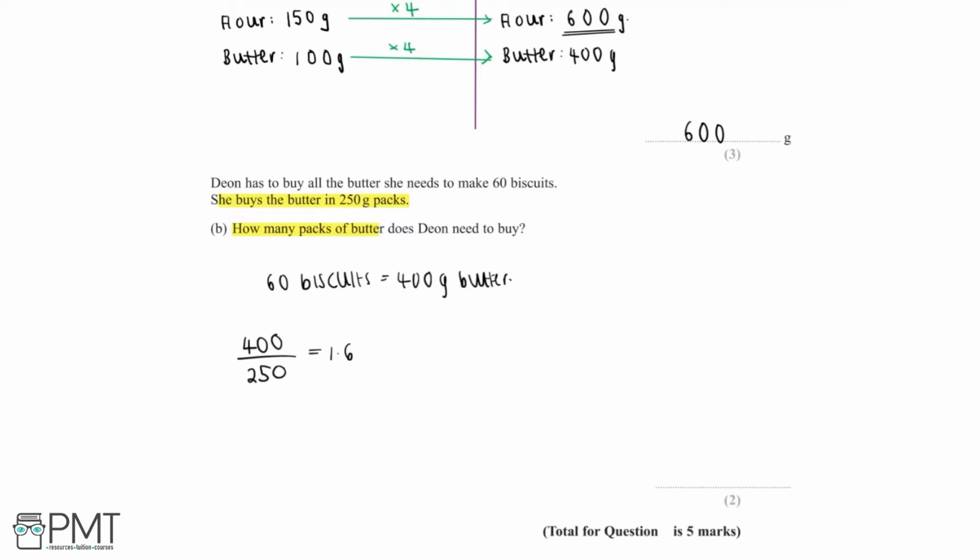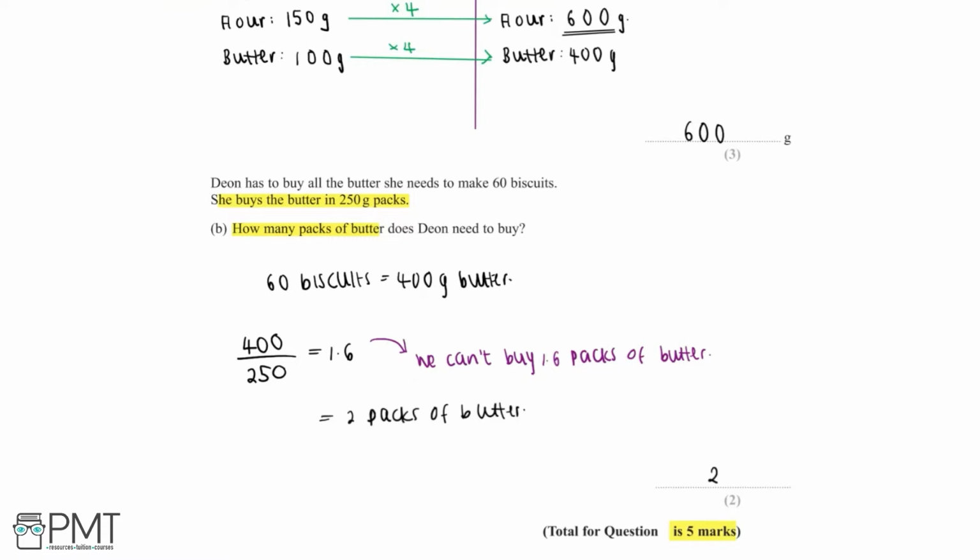But this is where we need to be careful. Our final answer is not equal to 1.6 because we can't buy a decimal number of packs of butter. Well, this means that we need to round up. If we need 1.6 packs of butter, we need to buy 2 packs so that we have enough butter to make 60 biscuits. And so we can write this down in our answer box below.